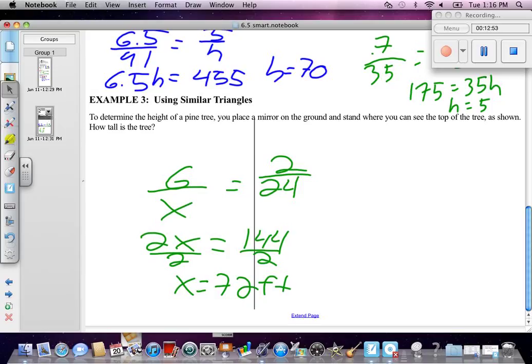And so I've actually done this. You put a mirror down, you step back until you see the top of the tree in the mirror, and then you measure the distance between you and the mirror, and then measure the distance between the mirror and the tree, and you can figure out how tall the tree is. Because let me tell you, I did not have a 72-foot ladder to measure that tree, nor do I have a tape measure that's 72 feet long. Okay. Thank you. We're recording that.